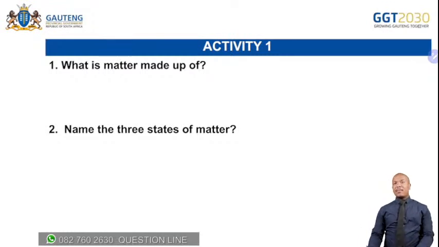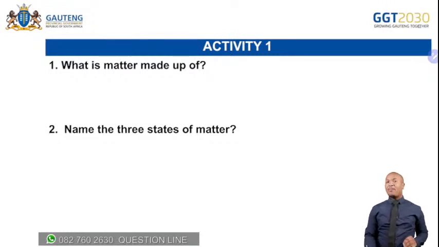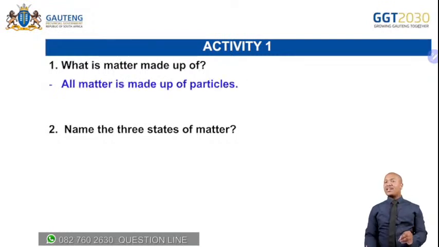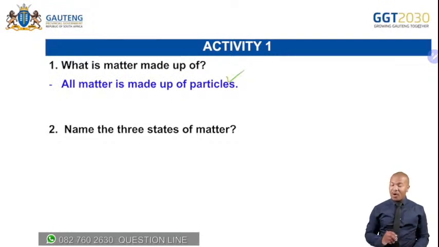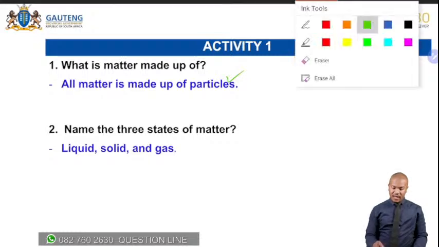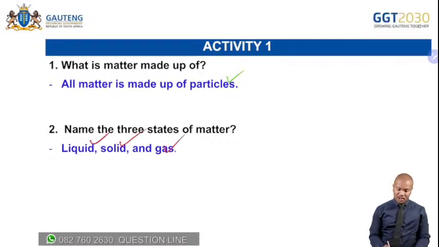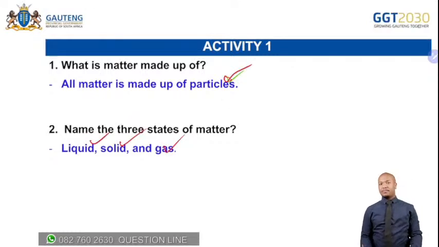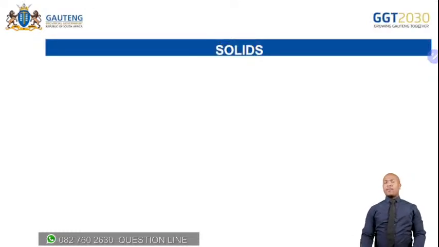So now, number 1, it says, what is matter made up of? Matter is made up of what? All matter is made up of particles. What are those particles? Those are your atoms and molecules, right? Now, the three states of matter are your liquid, solid, and gas. So I hope you are marking yourselves correct for the correct answers and writing corrections where you need to write corrections. Right.